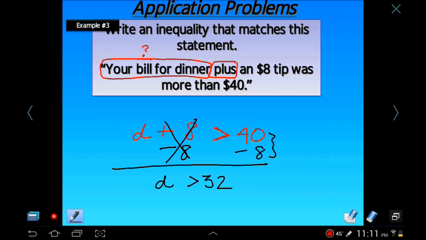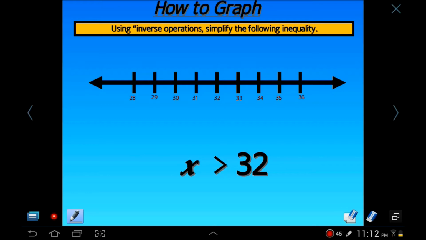D is a lot of numbers. D is 33. It's 34. It's 35 for infinity. And then the last thing we're going to do is graph it. And it's okay, I had an x here. I'm going to make that a D.